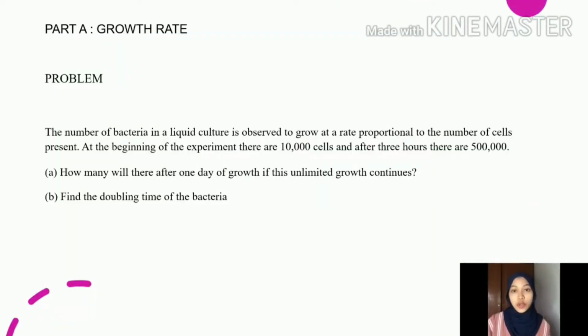Hi, I'm Sarah. I'm going to present the problem for part A. So the number of bacteria in a liquid culture is observed to grow at a rate proportional to the number of cells present. At the beginning of the experiment, there are 10,000 cells, and after 3 hours, there are 500,000. The question is, how many will there be after 1 day of growth if this unlimited growth continues? Second question is, find the doubling time of the bacteria.